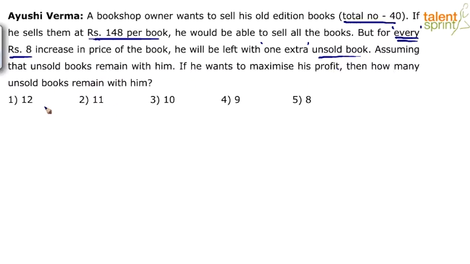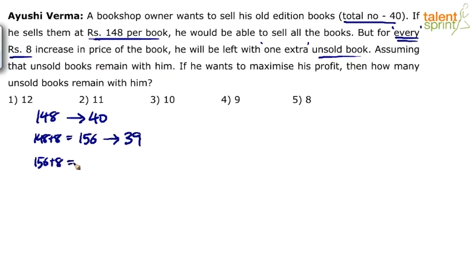Now understand, if the price is 148, he'll be able to sell all 40. If the price is 148 plus 8, which is 156, he'll be able to sell only 39. Why? One book will be left unsold. For every rupees 8 increment, one book will be left unsold. Again, if the price is increased by 8 rupees further, 156 plus 8, how much will that be? 164. Then he'll be able to sell only 38 books, which means 2 books will be left unsold. Then 164 plus 8, 172. He'll be able to sell only 37 books and so on.